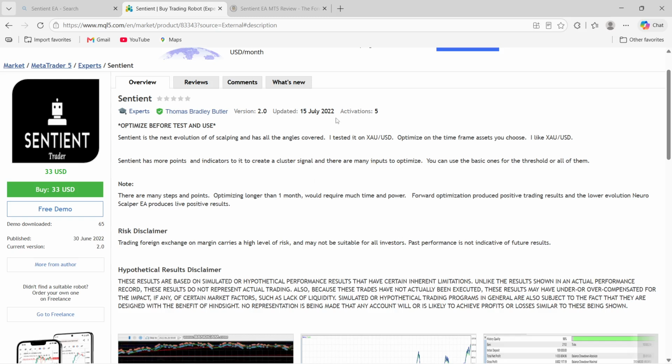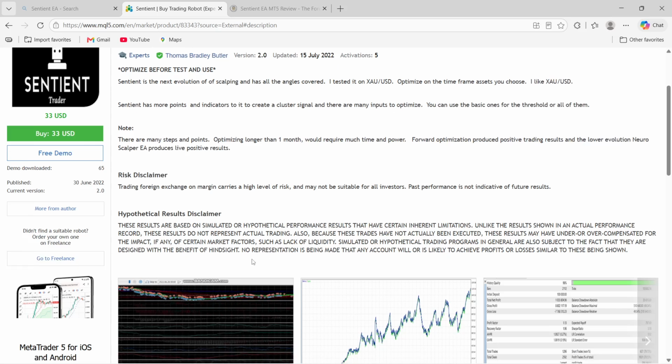So the developer also talks about forward optimization producing positive results, as you can see. And mentions that a lower evolution EA, their neural scalper, has shown positive live performance. That's a subtle way of borrowing credibility. My older robot works live, so this new one, which is more advanced, should be even better. It's not direct proof, but it's clearly part of the pitch.